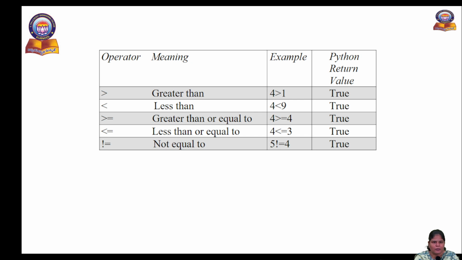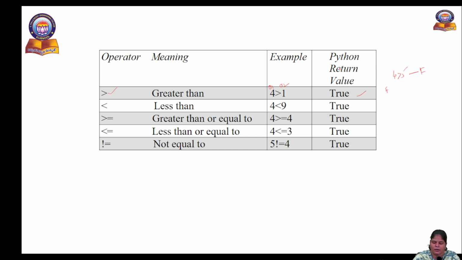Right? The other relational operator supported is greater than. This is the symbol for specifying greater than. If the first operand is greater than the second operand, then it will result in true. This is my first operand, this is my second operand. Otherwise it will result in false. Like 4 greater than 5. Is 4 greater than 5? False. So it will give the output as false.